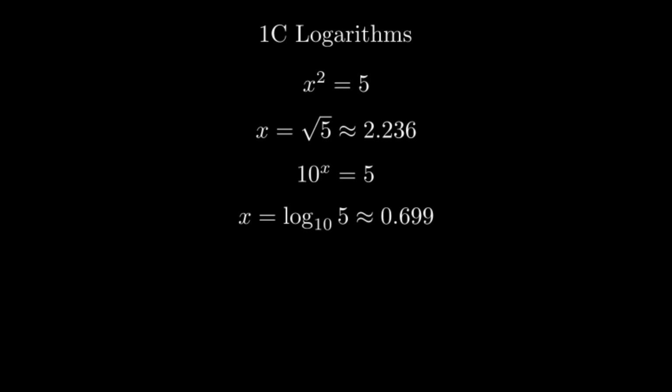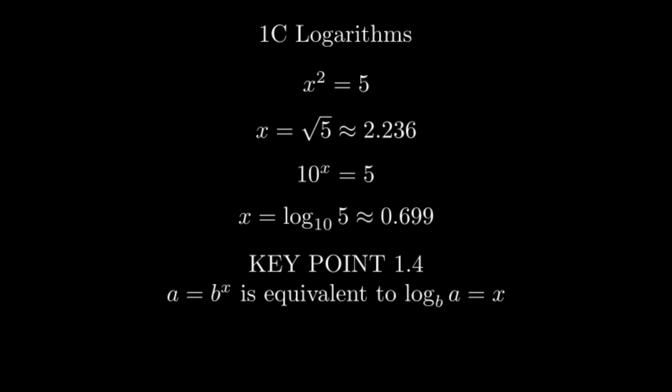This is the key relationship you must remember. The equation a equals b to the power of x is equivalent to, or the same as, saying that the logarithm of a with base b is equal to x. Let's break that down. The logarithm gives you the exponent. So log base b of a is asking the question, to what exponent x must we raise the base b to get the number a? The answer is x. Let's state that again. The expression log base b of a equals x is the logarithmic form, and a equals b to the power of x is the exponential form. They are two ways of saying the exact same thing.